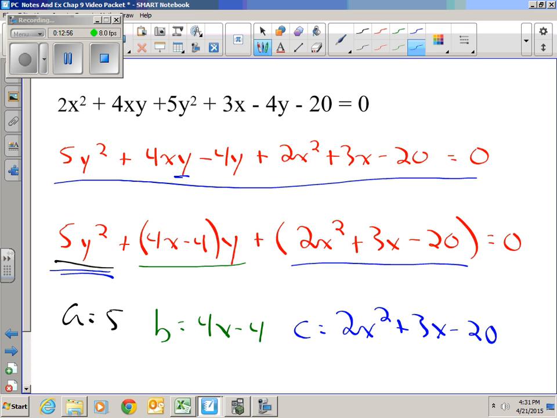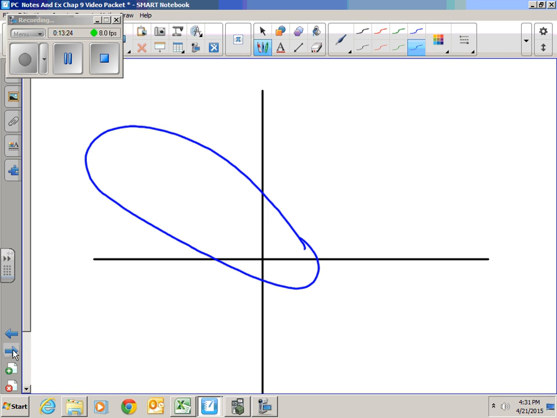If I factor the y's out of here, I get my b term is 4x minus 4 times y, so b is 4x minus 4, and my leftover terms, my non-y terms, these are all my c terms right here. So c is 2x squared plus 3x minus 20. You then use the quadratic formula to solve that for y. You're going to get 2 answers for y. If you plug them both into the calculator, you're going to get an ellipse that looks something like that. And no, I didn't graph it.